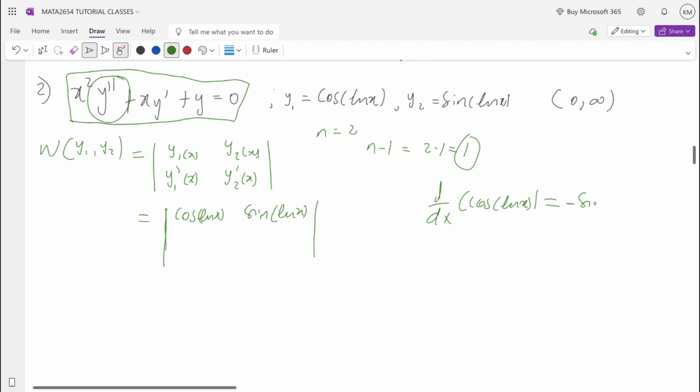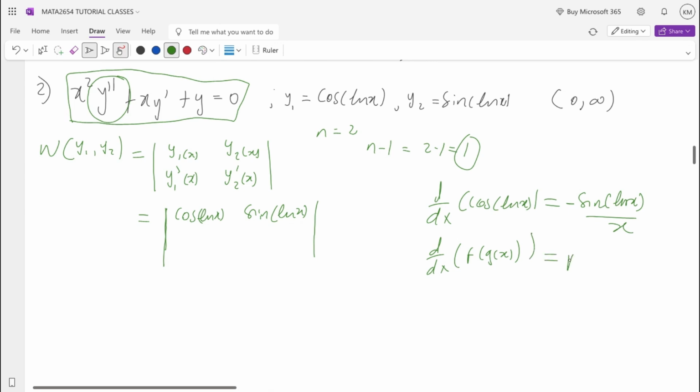Negative sine ln of x, this is the answer, over x. Okay? So yes, you have to remember everything, like I said, for this module. Remember that if we want to find the derivative of f composed g of x, I don't know if this is the right format of writing the composition, but it has to be something like that. f composed g of x. Yeah, I think this is the right way.